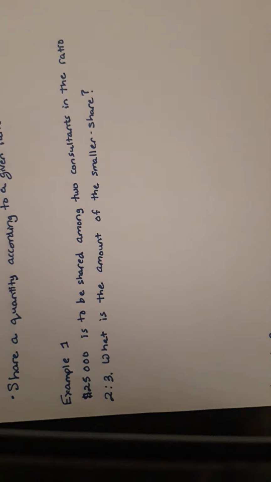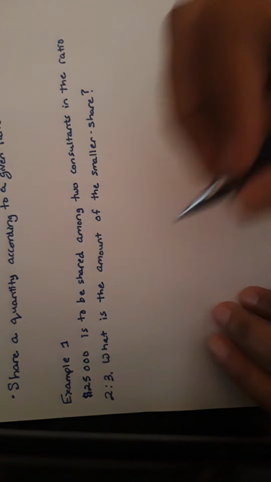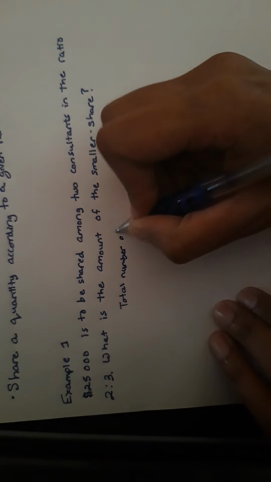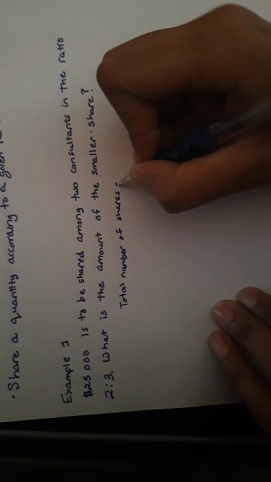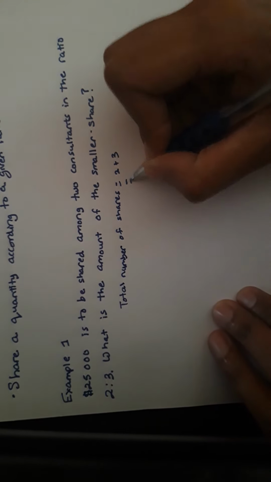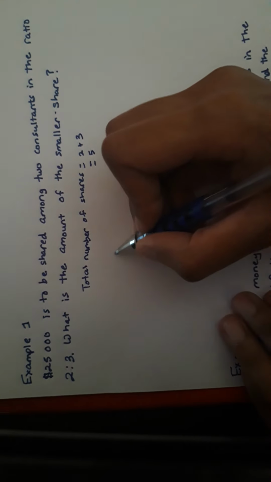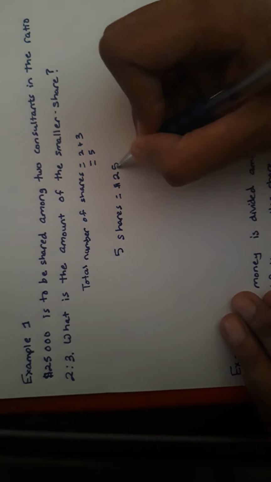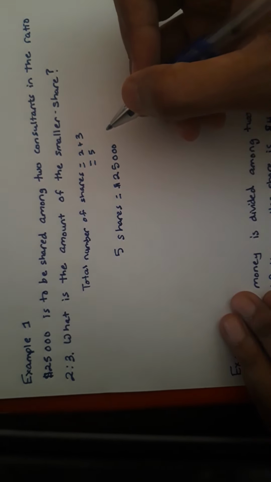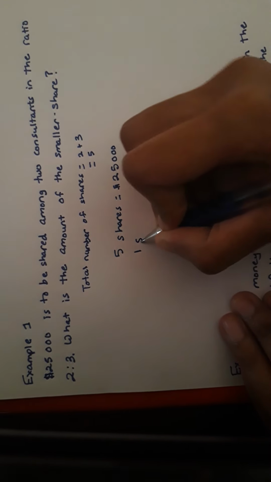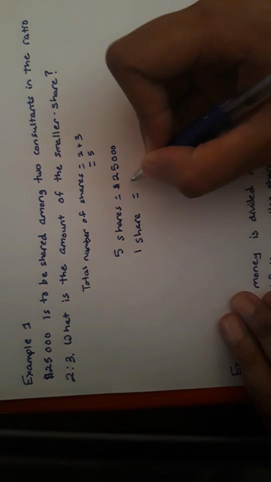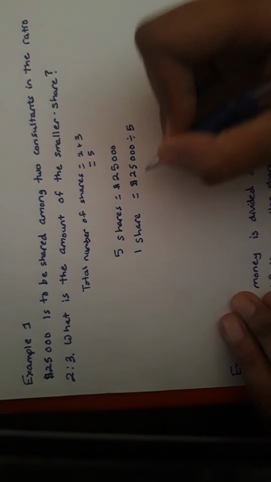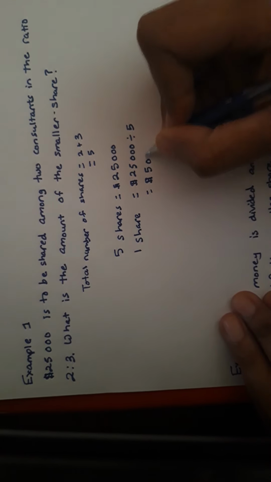So let's see how the sum has worked out. Our total number of shares is equal to 2 plus 3, which is equal to 5. Now those 5 shares are equal to $25,000. So we're going to split up this $25,000 so we can find the value of one share. So if 5 shares are $25,000, one share would be 25,000 divided by 5. And that works out to be $5,000.